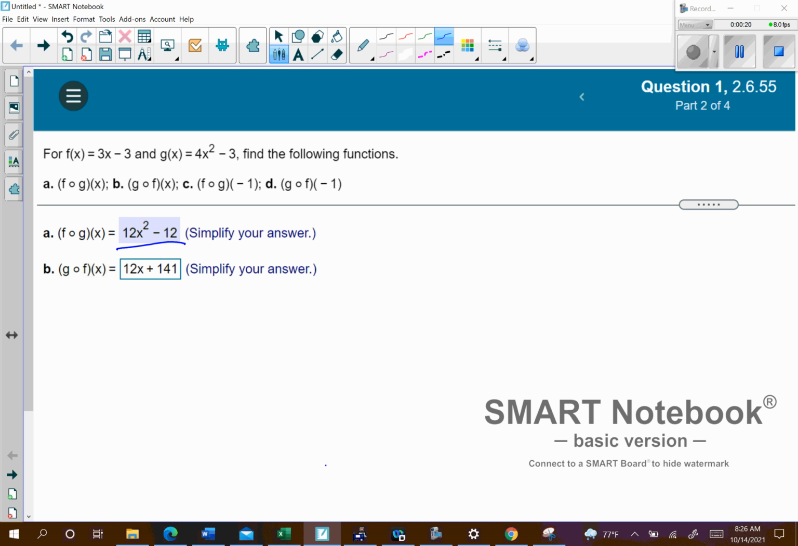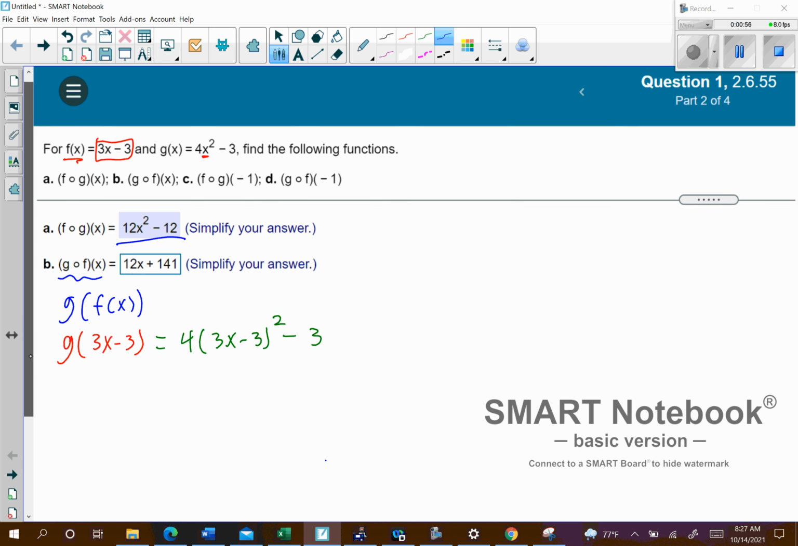So this notation is just basically saying to plug the f function into the g function. So I'm going to replace that. f of x is equivalent to 3x minus 3, so that's what I'm going to put there. And then now we have to substitute it into the g function for the x value, and that can be a little tricky. So let's see, we're going to have 4 times (3x minus 3) squared minus 3.